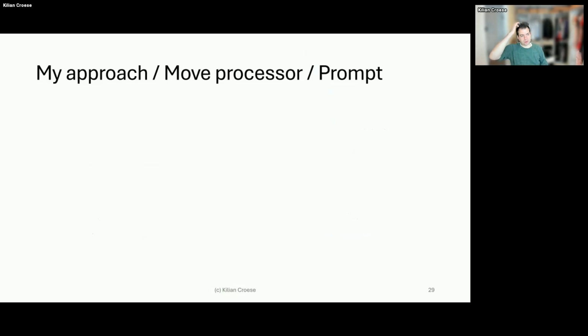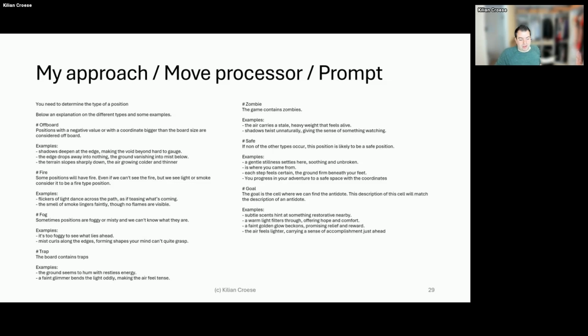So the next part is to process the information we get back when we made a move. And there, I think that's a very good candidate for an AI solution, because we would get back a natural language response. It is different every time. And we need to figure out for every cell what the type of cell is. So there, I came up with a prompt.